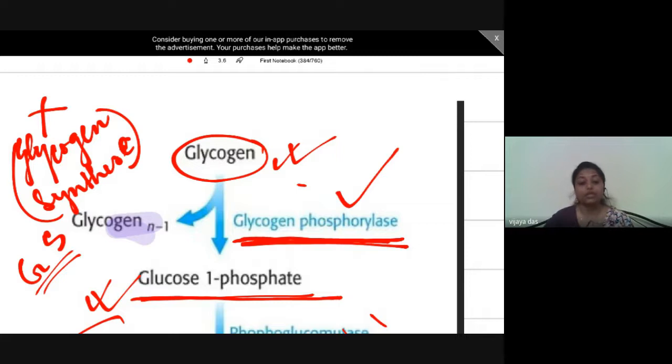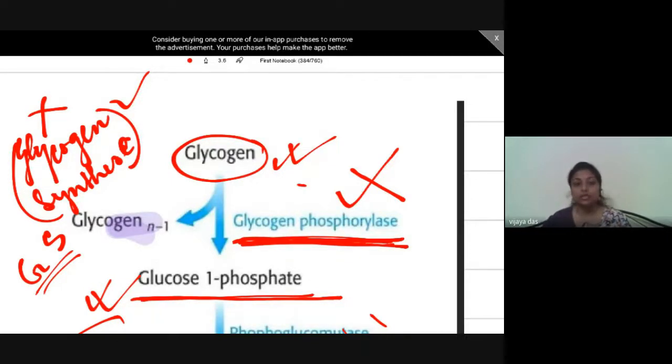Simultaneously, if glycogen synthase is active, then glycogen phosphorylase will become inactive. So glycogen synthesis will occur when glycogen synthase is working and phosphorylase is resting, inactive. And again, when glycogen phosphorylase gets activated, the glycogen will start to break and give rise to glucose.